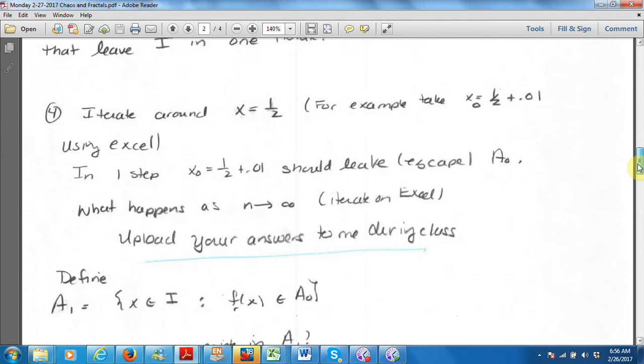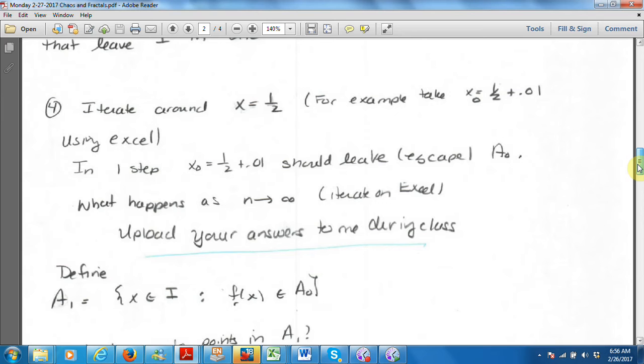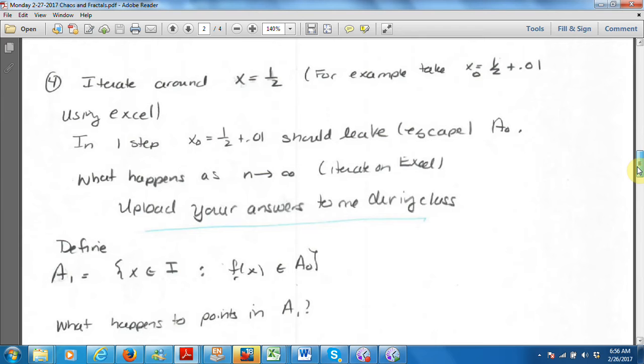So I'm going to define A1 as the set of x belonging to the interval such that in one iterate they are in A0. So what happens to those points that start out in A1? Where are they going to converge to? Pause me if you have to think about this, but answer this collectively as a class: where do you think the points that started out in A1 are going to converge to?